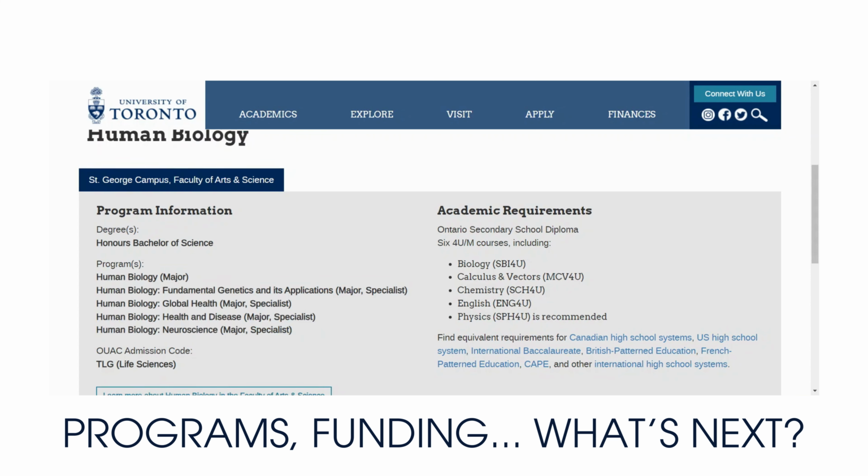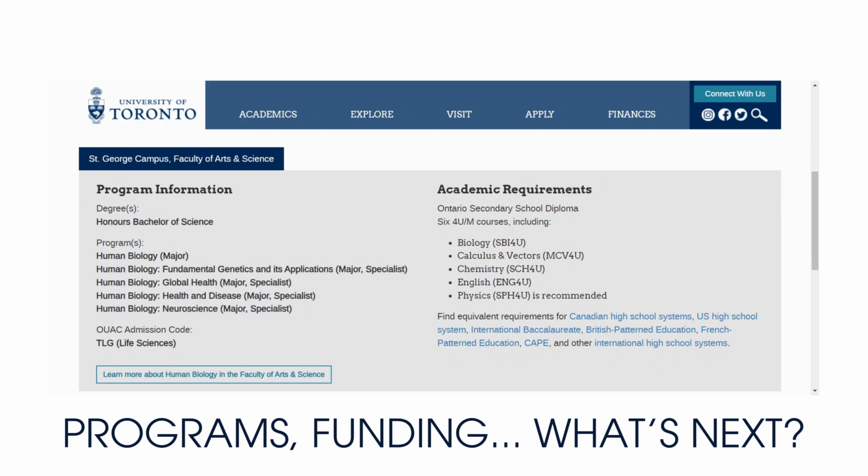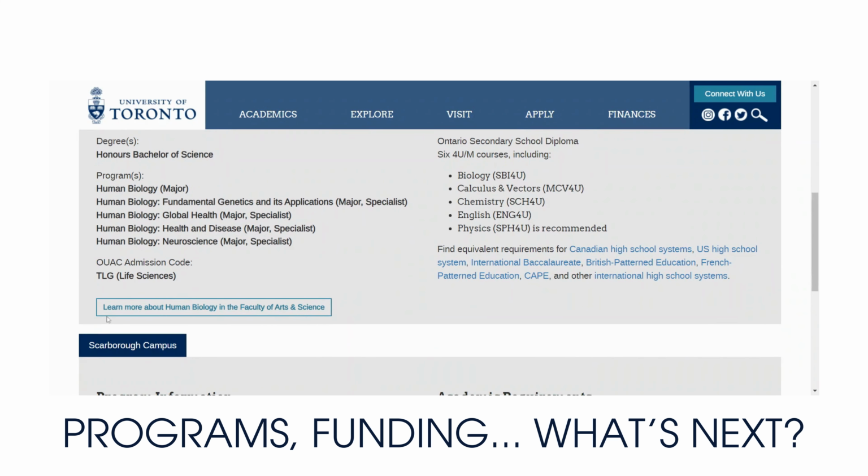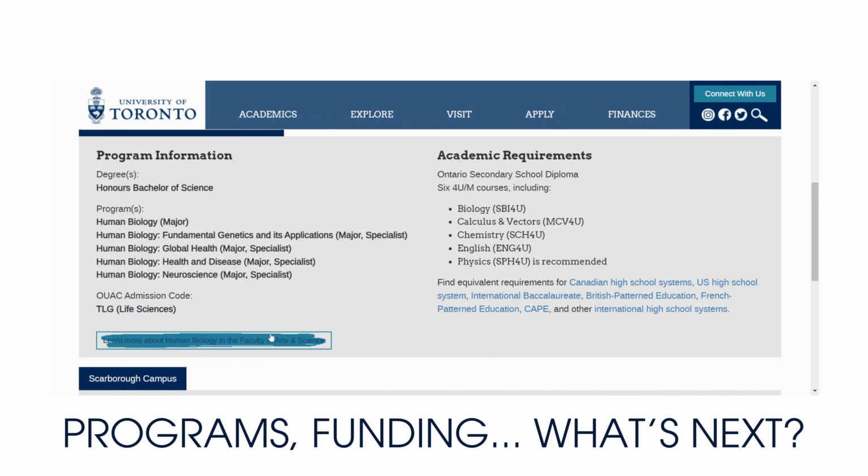Then there are the different programs that are available. For example, human biology is available as a major. It's available as a specialist major for genetics and applications. There's one for global health, health and disease, and for neuroscience. Then it'll also tell you the OUAC admission code. It is under the life sciences stream. There are also links to learn more about human biology in the Faculty of Arts and Science.